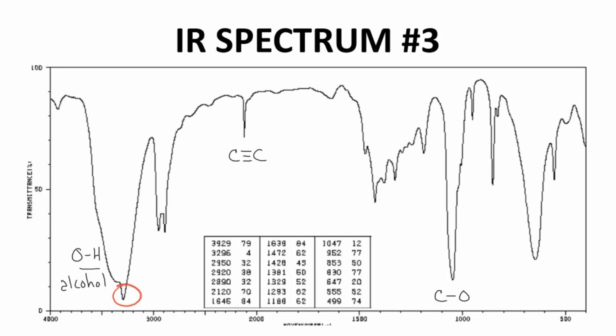Yes, look at this little peak perched on top of the OH signal. This is at 3296. Perfect. That confirms the alkyne. So this molecule has an alkyne and an alcohol. What is the structure? It's that. So we match. We have an alcohol and an alkyne.